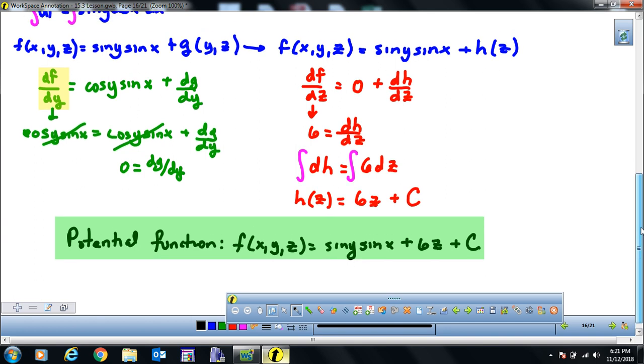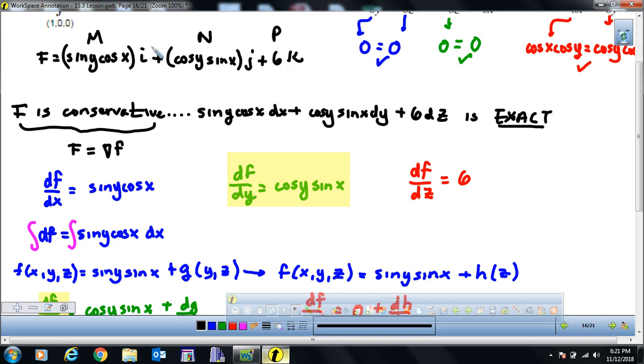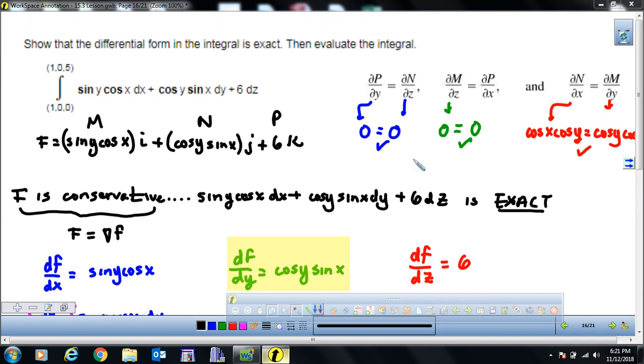Now, since we already know the potential function that gives us the gradient field given right here, we should be able to directly evaluate, since this differential is exact, which we already found out by finding that f is conservative. Now we can evaluate this integral directly through these limits by f of b minus f of a using the potential function found. Okay, so we want to go from (1, 0, 0) to (1, 0, 5).